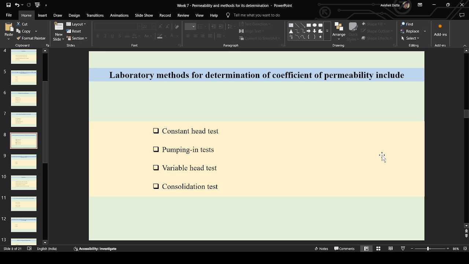Laboratory methods for determination of coefficient of permeability include. Here I am asking about the general laboratory methods, and I'm asking about the direct tests, not the indirect ones. The options are: first, constant head test; second, pumping in tests; third, variable head test; last, consolidation test. Please keep in mind this is a multiple select question, so more than one option can be correct.